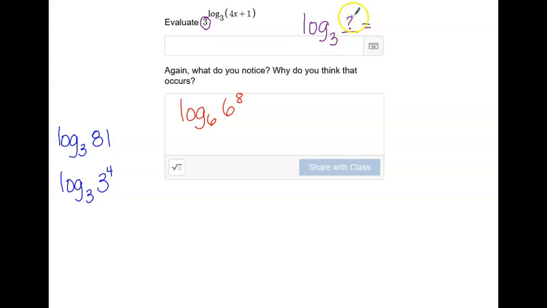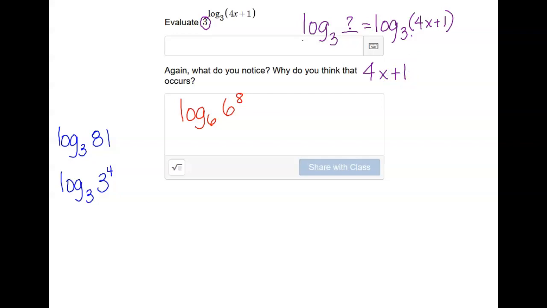So log base 3 of something is equal to log base 3 of 4x plus 1. So what would have to go here in order for these two to be equal to each other? Well, I have log base 3 here and log base 3 here. So the answer should just be this part right here. So this would be 4x plus 1.